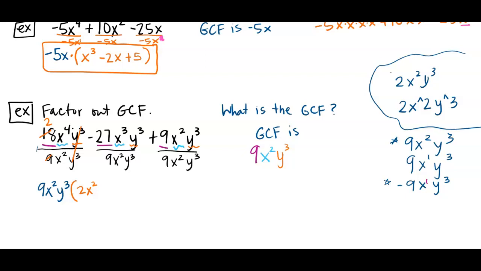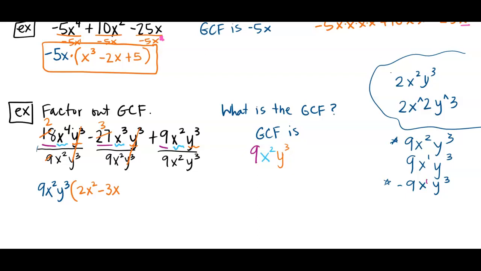Okay, then let's go to the second term. 9 divides into 27 3 times, so don't forget about that negative there. So minus 3. And then my x terms, I've got 3 on the top, 2 on the bottom. So subtract those. I'm still left with 1x there on the top. And then my y to the thirds again, just divide out.